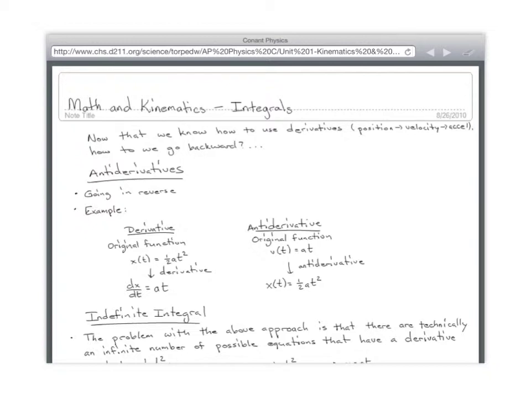if the derivative of a function, let's say the derivative of position is velocity, what do you call it if you want to go from velocity back to position? Antiderivative. Nicely done. All right, so what is the derivative of 2x plus 2?